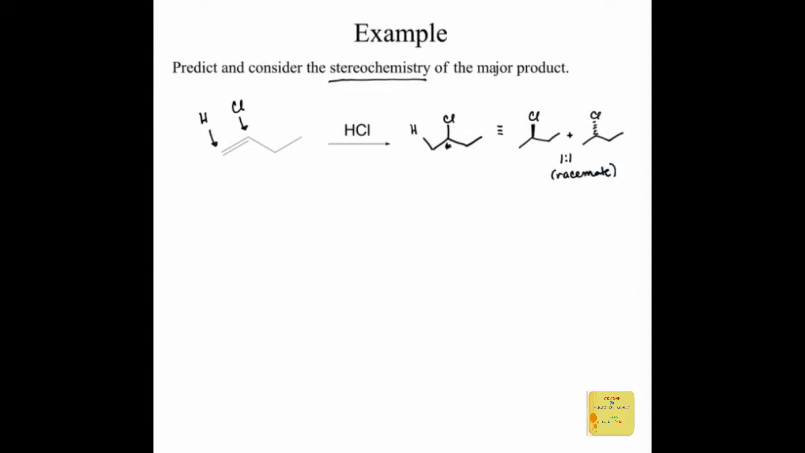Okay, and stereochemistry is going to be a big issue for us in looking at reactions of alkenes, because for alkenes we're starting out planar, we're starting out flat. So these are achiral starting materials.